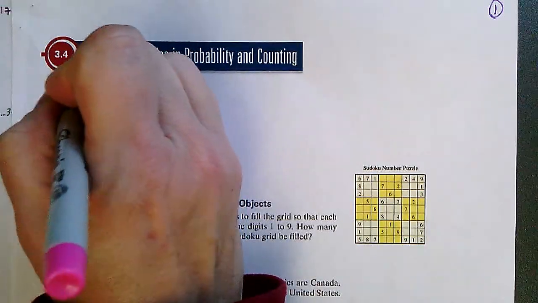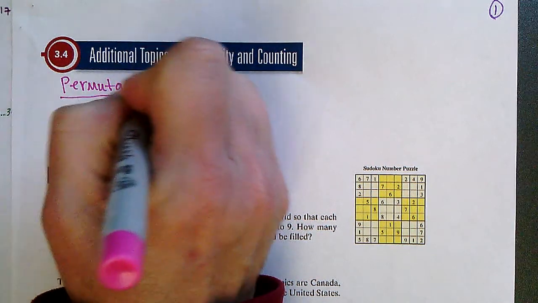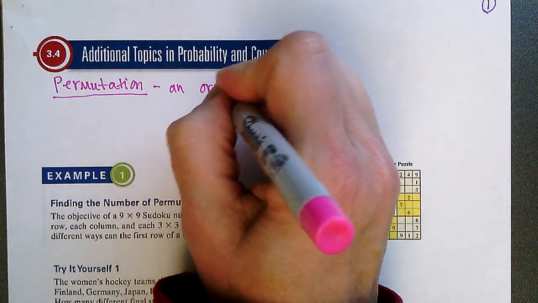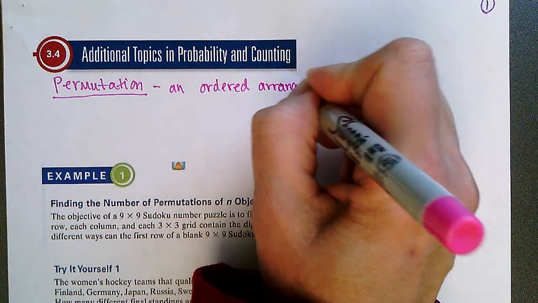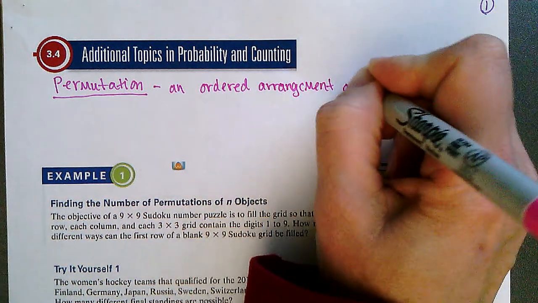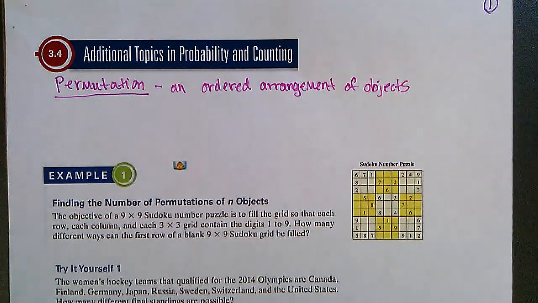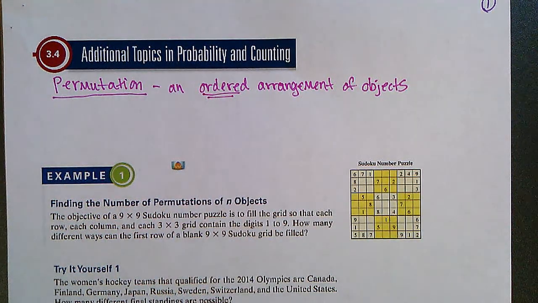A permutation. A permutation is an ordered arrangement of objects. So when we're dealing with permutations versus combinations, in a permutation, order is important. In a combination, it's not going to be important, and we'll get to that later.